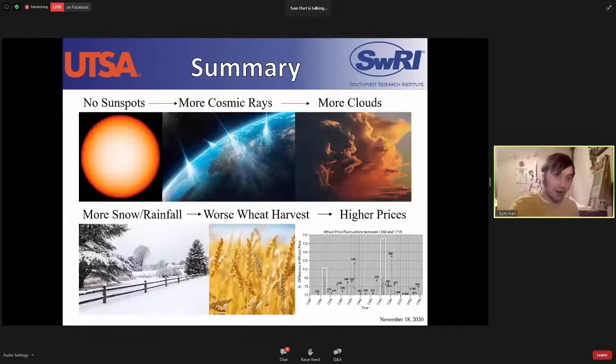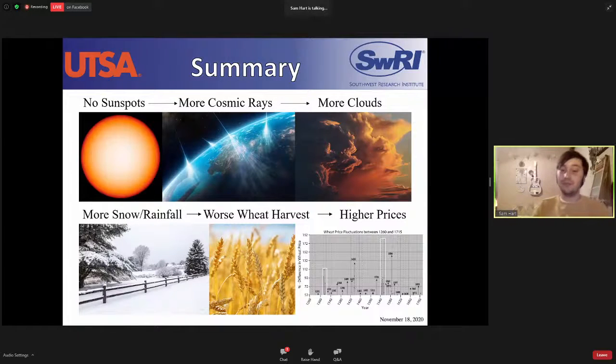So to summarize, with some nice images that I got off of Google: when you have no sunspots, you get more cosmic rays coming from the universe hitting Earth. The more cosmic rays means more clouds. More clouds is more snow and rainfall. More snow and rainfall translates to worse wheat harvest. And the worse wheat harvest translates to higher wheat prices.